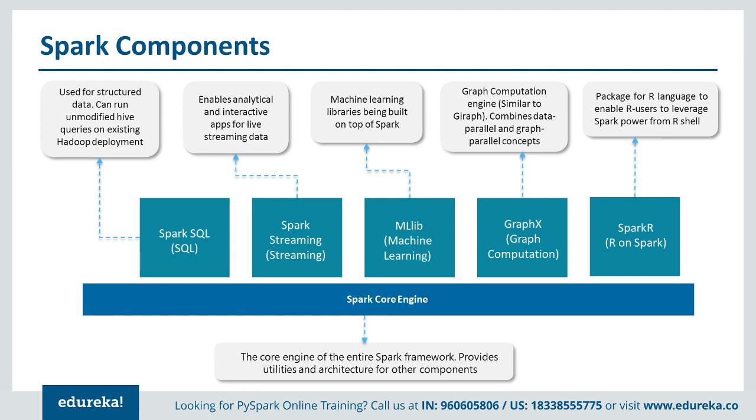The machine learning library is used for tackling machine learning problems. GraphX is used for graph analytics. This is similar to Giraph earlier in Hadoop, and it combines data parallelism and graph parallelism concepts. This library again has something built on top of Hadoop on its own to make sure that the graph processing is the most optimized. And then there is support for the R language as well.